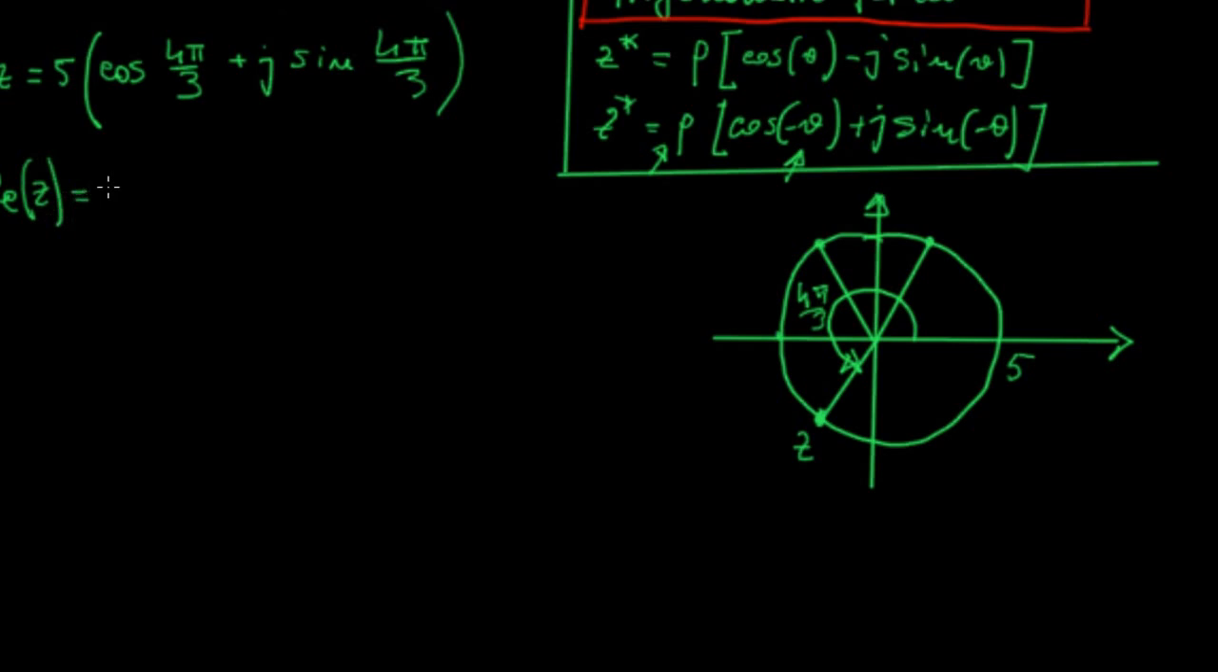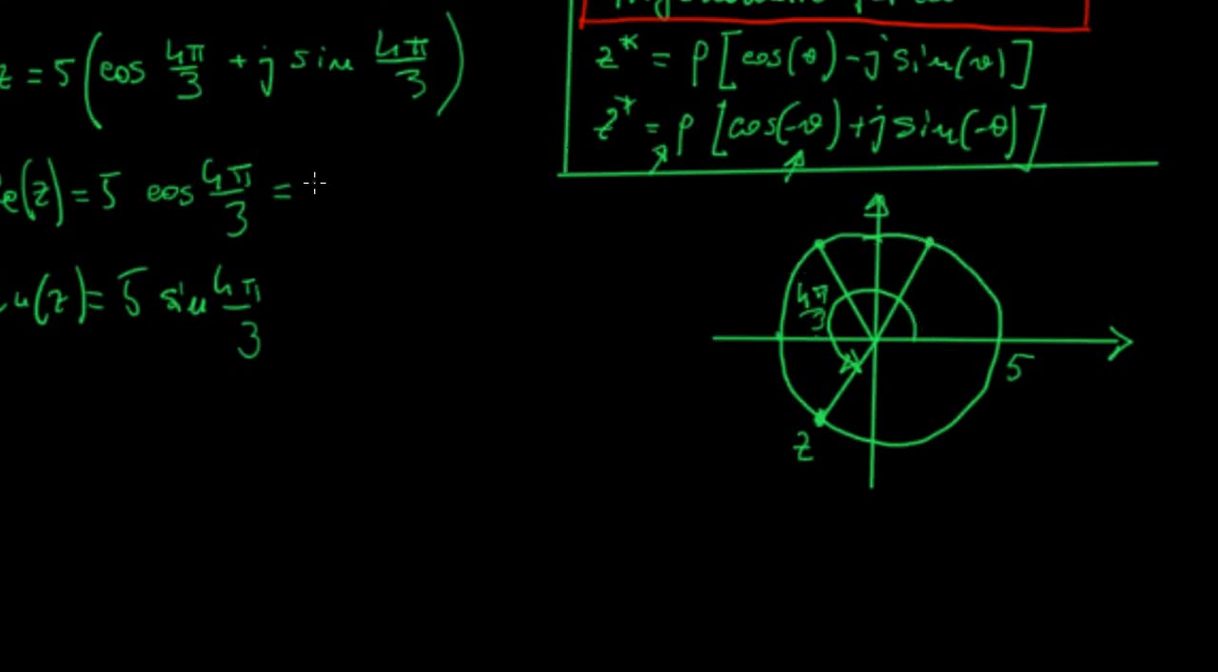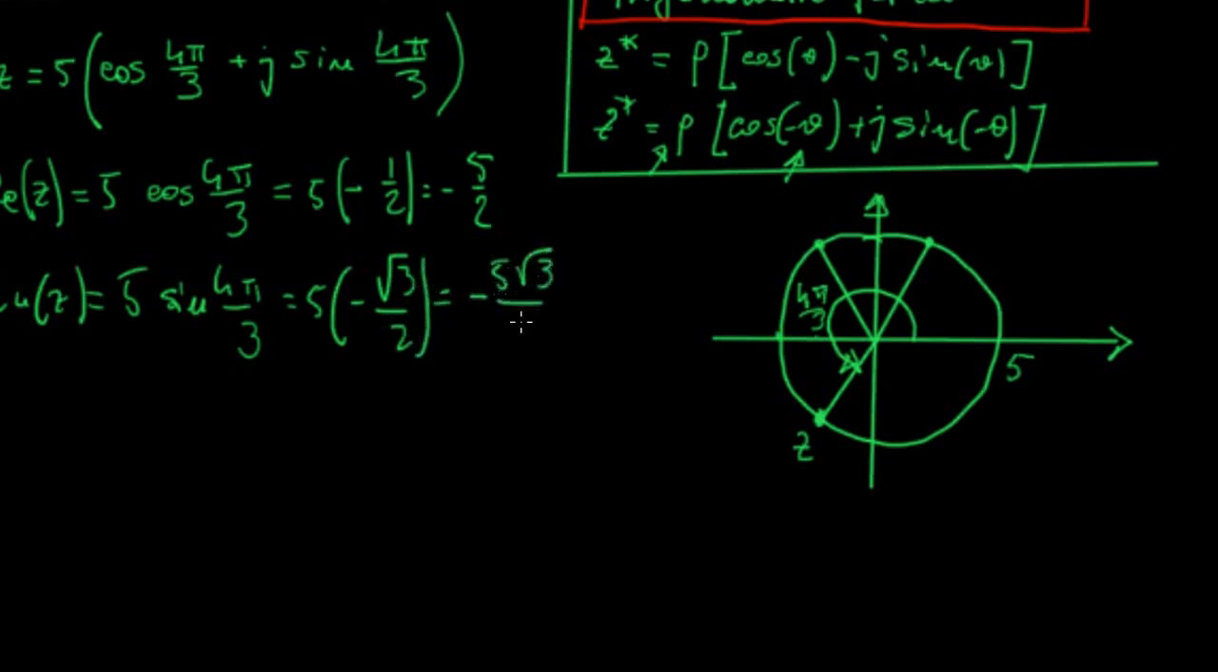The real part of z can be found as 5 times the cosine of 4 pi over 3, while the imaginary part of z can be found by multiplying 5 times the sine of 4 pi over 3. The cosine of 4 pi over 3 is simply minus the cosine of pi over 3. So this is 5 times minus 1 over 2, which is minus 5 over 2, and this is 5 times minus square root of 3 over 2. And this means minus 5 times square root of 3 over 2.